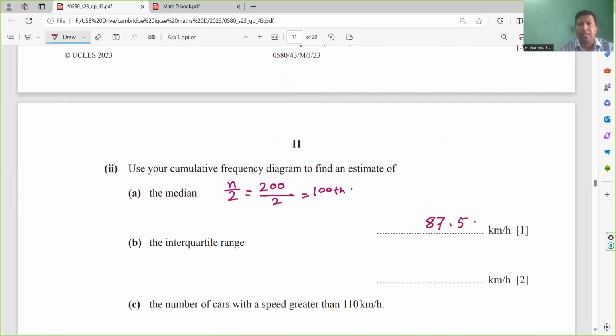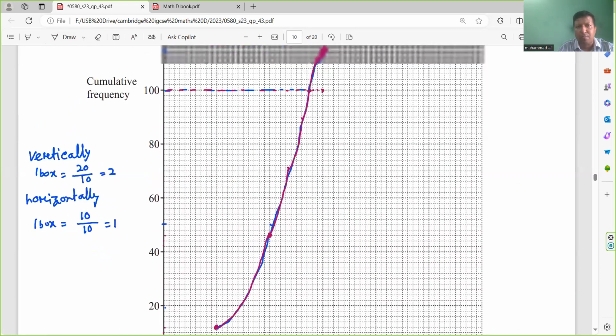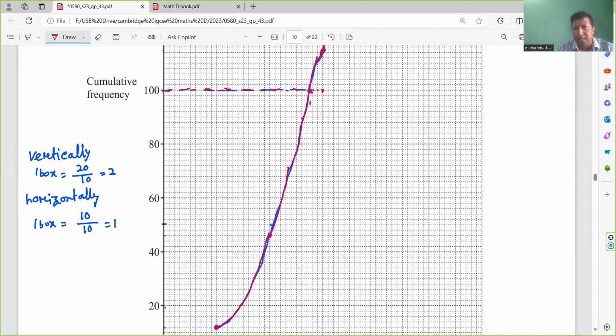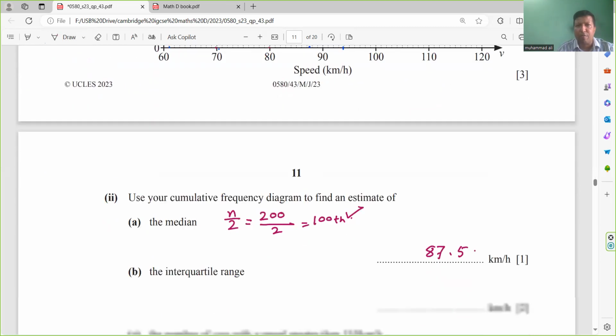kilometers per hour. One thing, this is the position. This position we have to put here. This means the 100th position and the corresponding speed. As it intersects over there, as it is 90, that is 89, 88, that one is 87. So this is between 87 and 88. So it is 87.5. Median is 87.5.